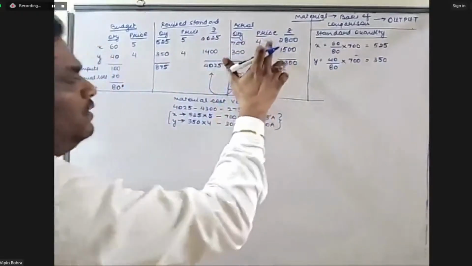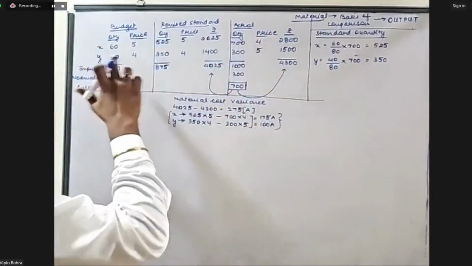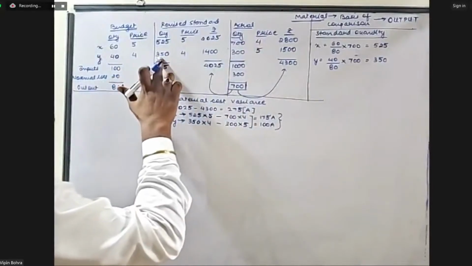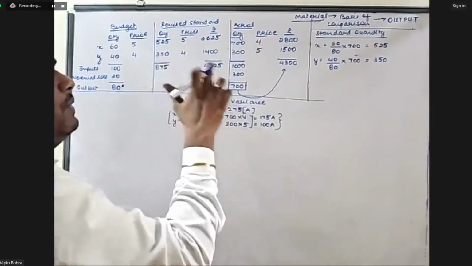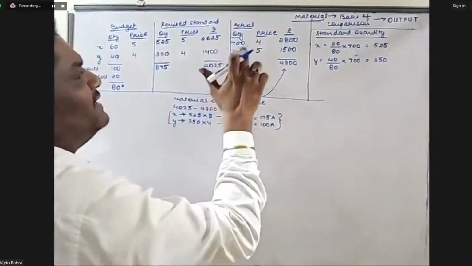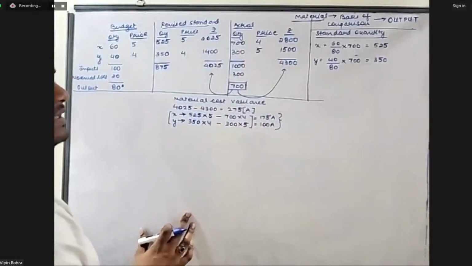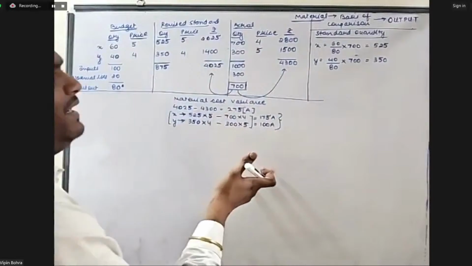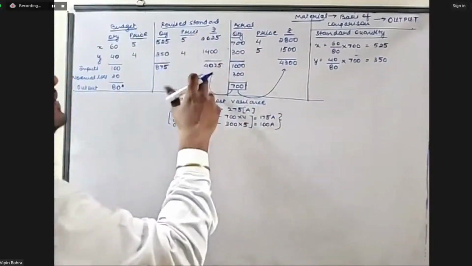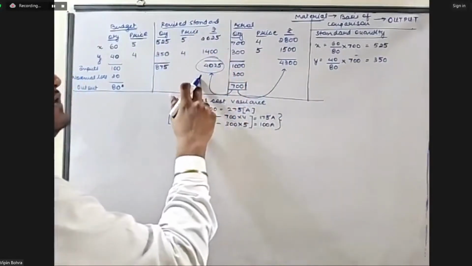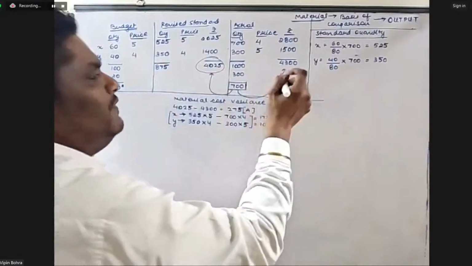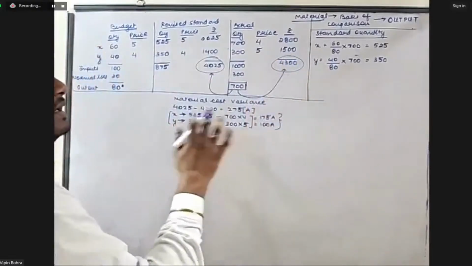at the rate 4. Similarly, when talking about Y, 350 kgs were supposed to be used at the rate 4, but we actually used 300 kgs at the rate 5. So this is how we can calculate the cost variance. So cost variance can be directly calculated: how much should the total cost have been, 4025. How much amount we actually spent, 4300.